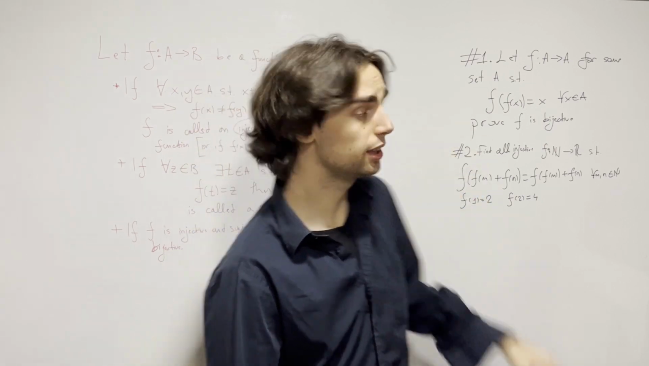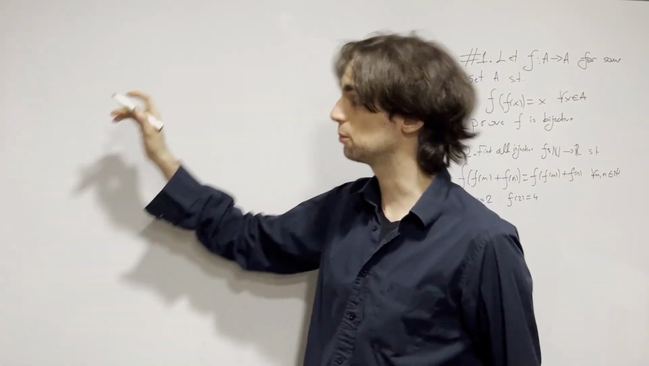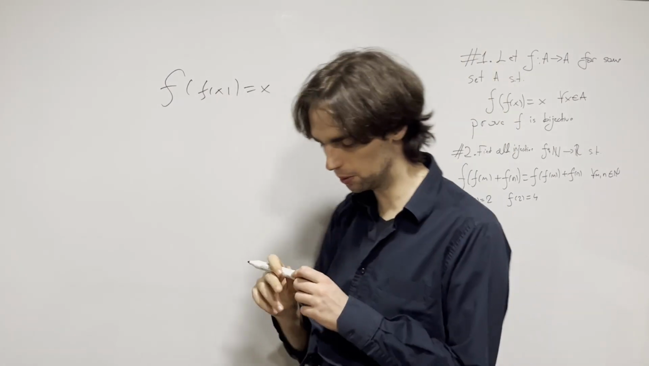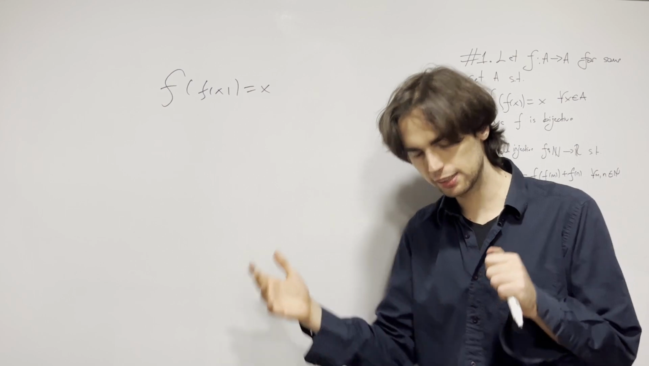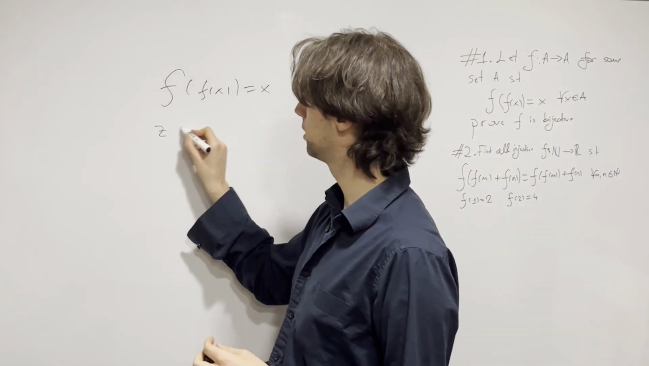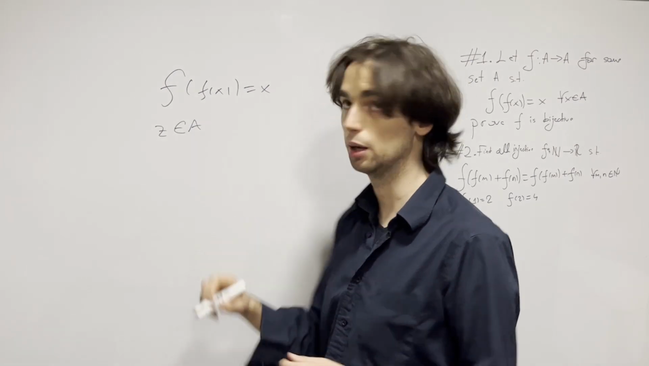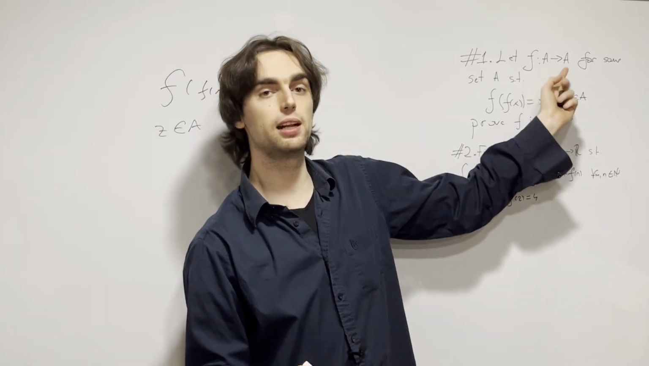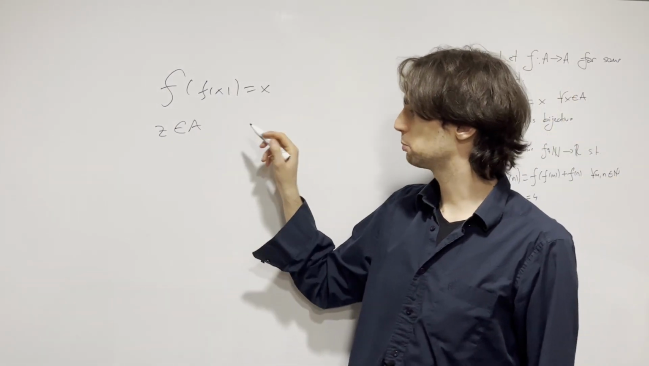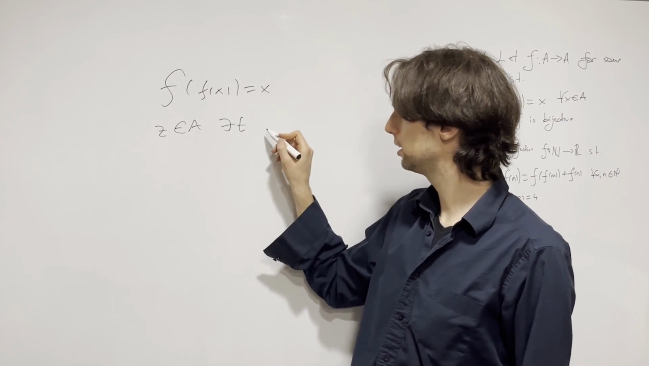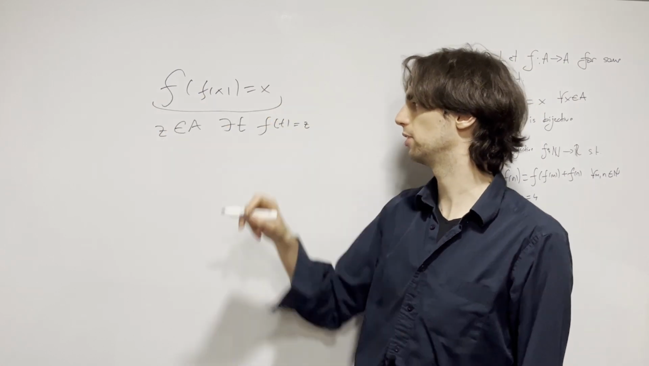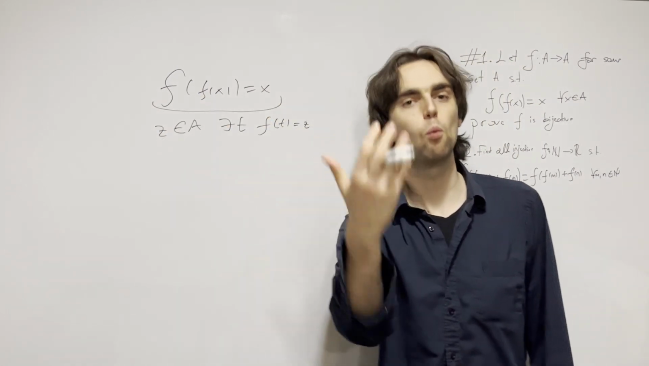So now let's start off with this problem. What do we have? We have that f of f of x is equal to x, and we must prove both that this is injective and surjective. What does it mean that it's surjective? It means that for every z in A, because that's the codomain, this is called the domain and the codomain, we must prove there exists some t such that f of t is equal to z. Given this function, does there exist such a t? What is that t?